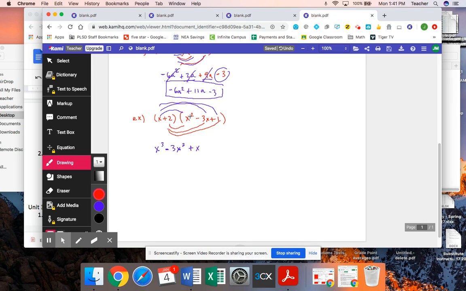A positive 2 times x squared is a plus 2x squared. Positive 2 times a negative 3x is a negative 6x. And a positive 2 times a positive 1 is a positive 2. Beautiful. Now let's just combine stuff. There's only one x cubed. Done. There's an x squared here and an x squared here.